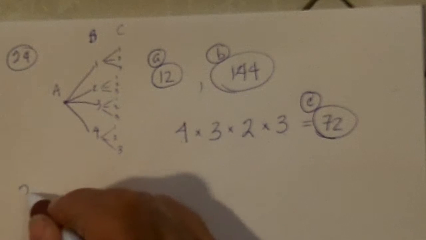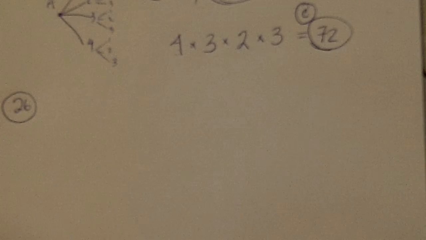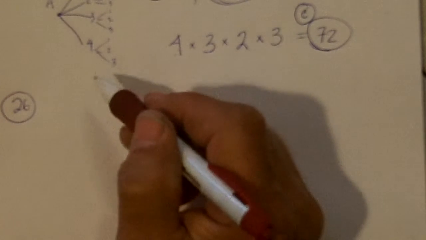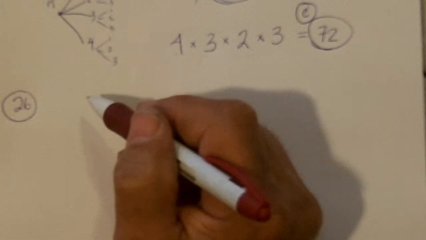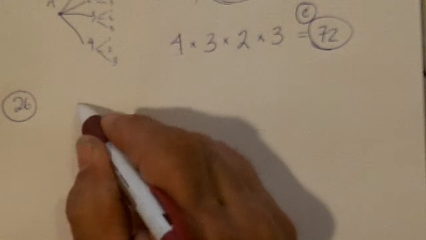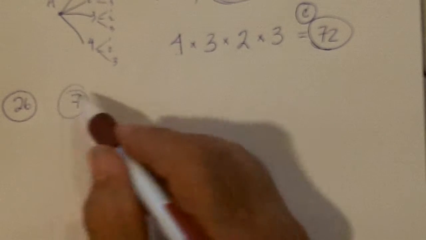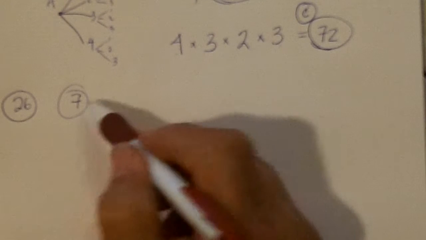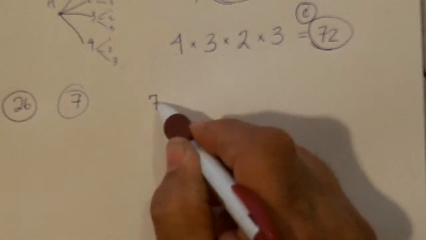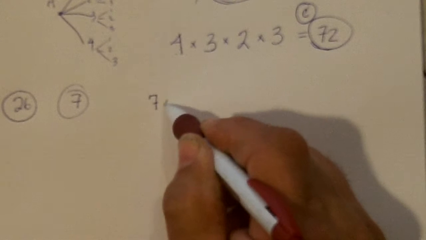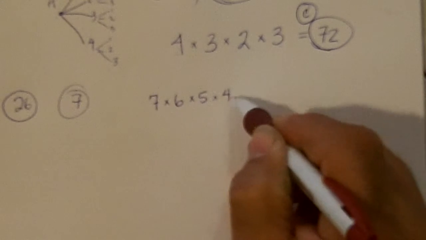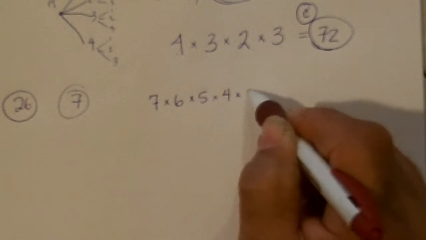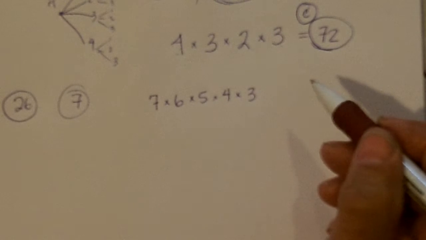For 24, 26 was the next one. 26, a Scrabble player has 7 letters. She wants to play all possible 5 letter sequences before playing. Consider all of them. Do 1 a second. So there are 7 letters. So she has 7 options for the first letter to pick, 6 for the second letter, 5 for the third, 4 left for the fourth, and 3 left for the fifth.